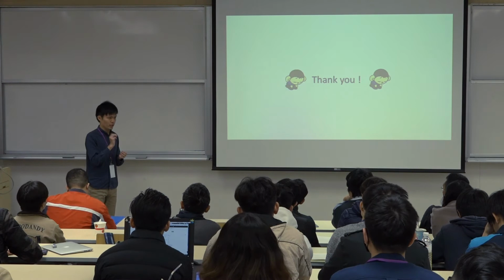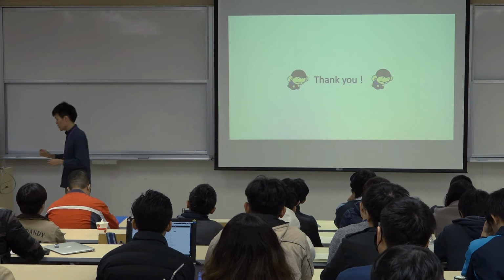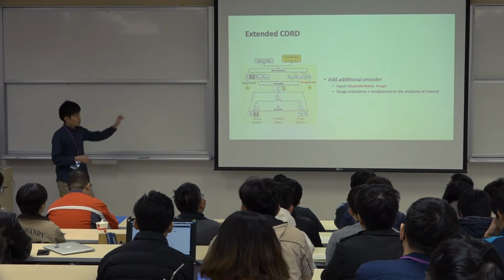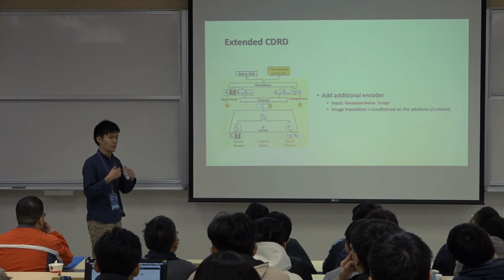CycleGAN tries to find out the mapping between two different domains. But our model can manipulate within two different domains. So CycleGAN is two domains, but in our model, we can translate to multiple domains. So that is the difference between our model and CycleGAN.